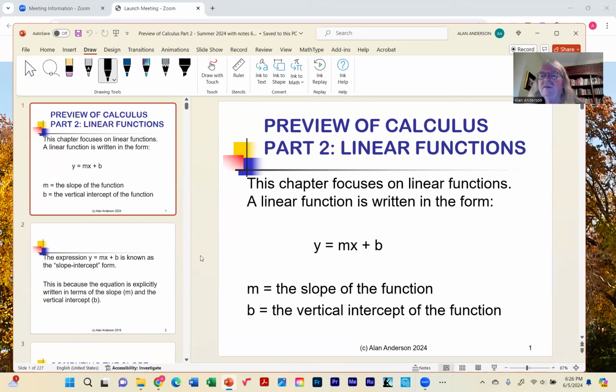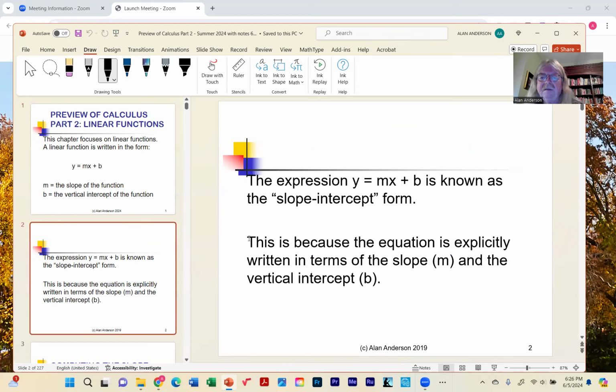Now, of course, everybody remembers the equation of a straight line, y equals mx plus b, and m is the slope, and b is the vertical intercept. And by the way, this is not the only way we can express a straight line. This method is called the slope-intercept form. We'll review quickly the other form, which is called point slope. The whole idea here is that when you look at this equation, it should be very clear what the slope of the function is and what the intercept is.